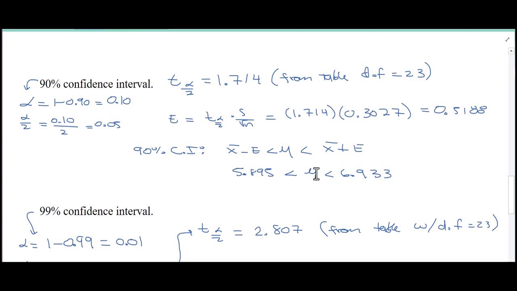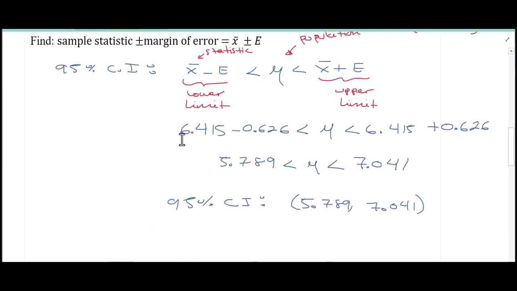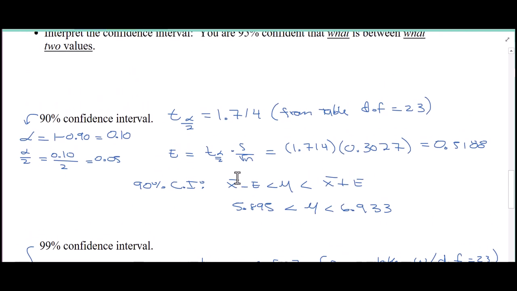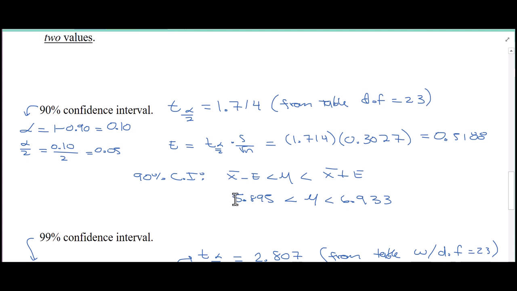Then the confidence interval: the lower limit is your sample mean minus the margin of error, and the upper limit is the sample mean plus the margin of error. Remember, our sample mean was 6.415, so that's how I got those numbers. 6.415 minus 0.5188, and 6.415 plus the margin of error. And this is our 90% confidence interval.